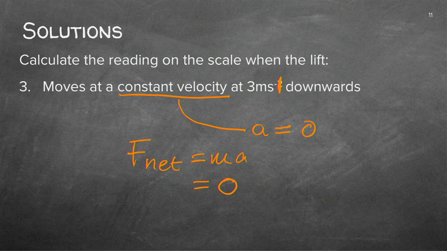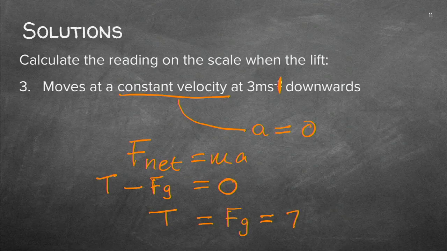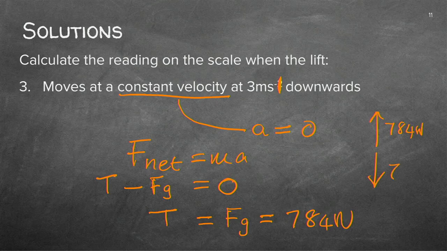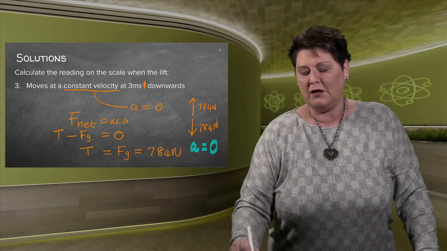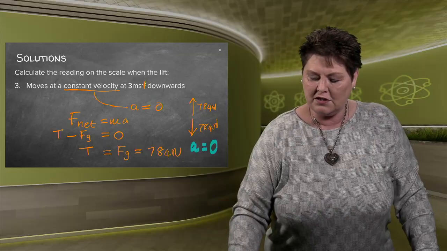So what will this mean? It will mean that the tension is actually equal to the gravity. So what I have here is that I've got the tension equal to gravity, which is then 784 Newton. Therefore, upward 784 Newton, downward 784 Newton, therefore no acceleration. Be careful that you've got to allocate the right direction in order for you to determine the answer.